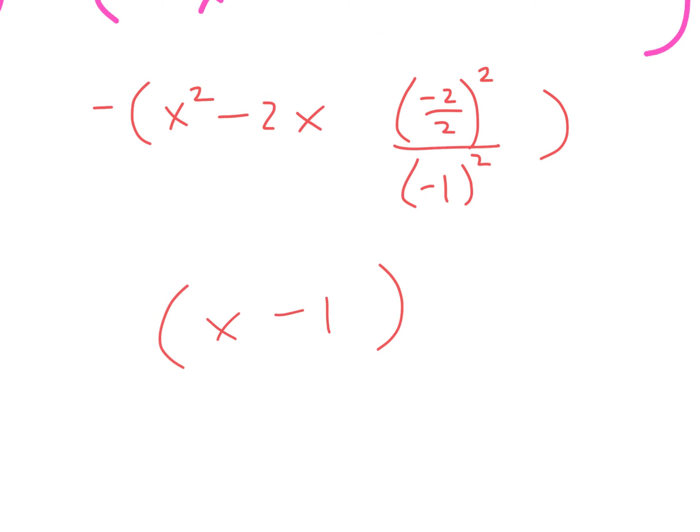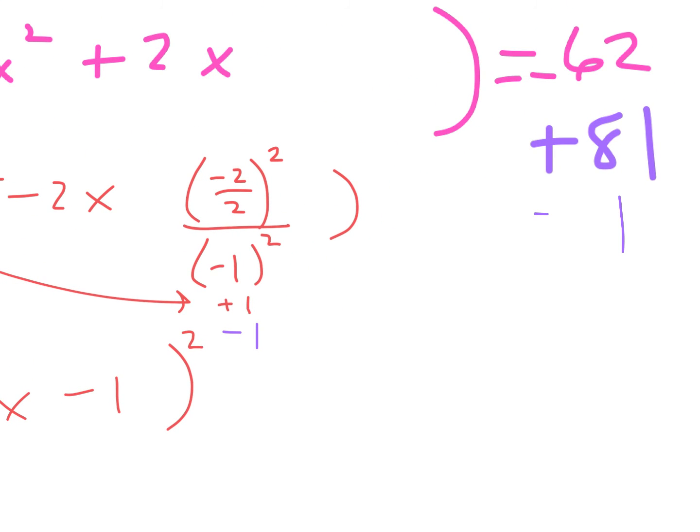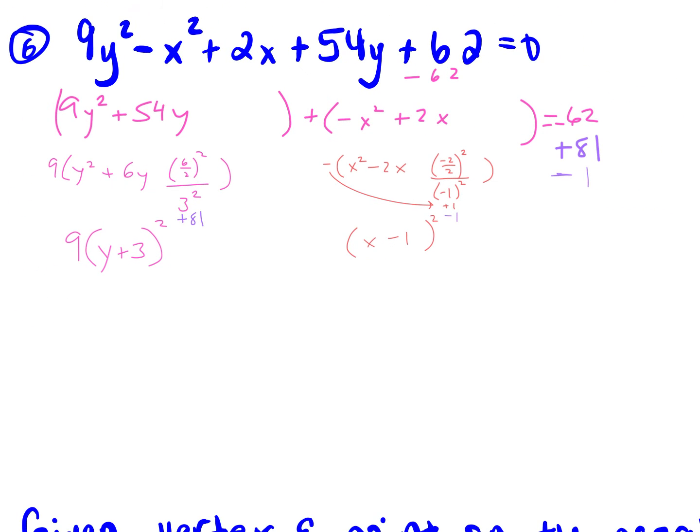X minus 1 squared. So I'm adding 1, but I have to make sure I multiply the negative times that 1, so I'm actually subtracting 1 here. So I need to subtract 1 on the left side too. So put it all together, I have 9 times y plus 3 squared minus x minus 1 squared, and that's equal to negative 62 plus 81 minus 1. So that's 18.